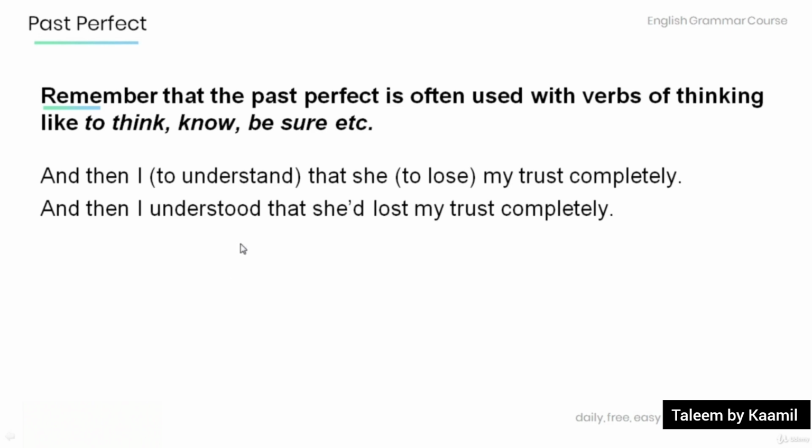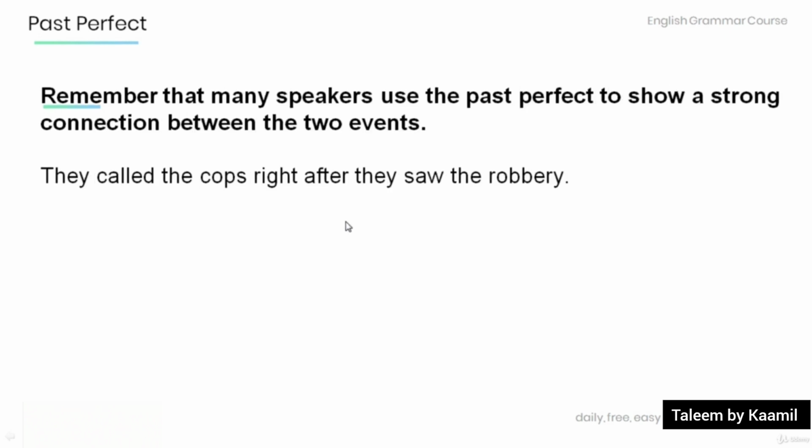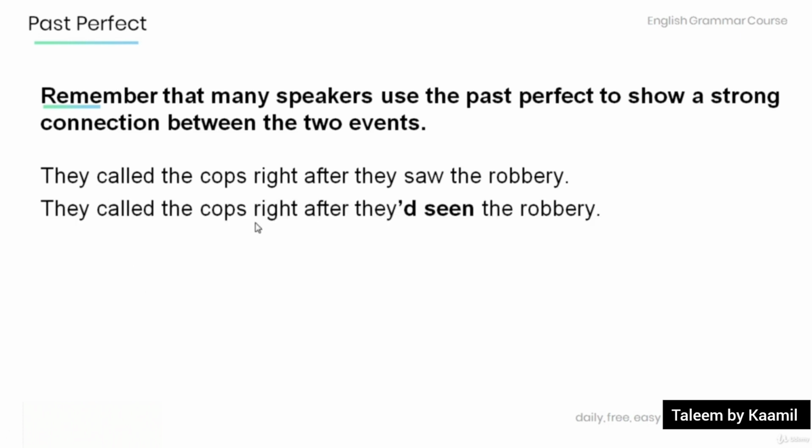And then I understood that she'd lost my trust completely. Remember, many speakers use the past perfect to show a strong connection between the two events. Now provide the past perfect form of the sentence below. They called the cops right after they saw the robbery. They called the cops right after they'd seen the robbery.